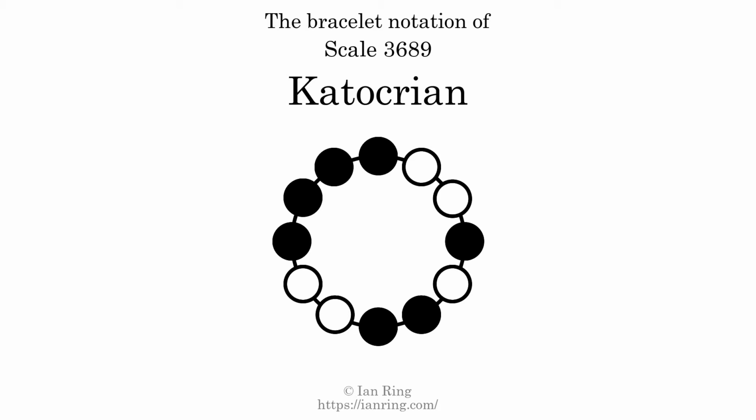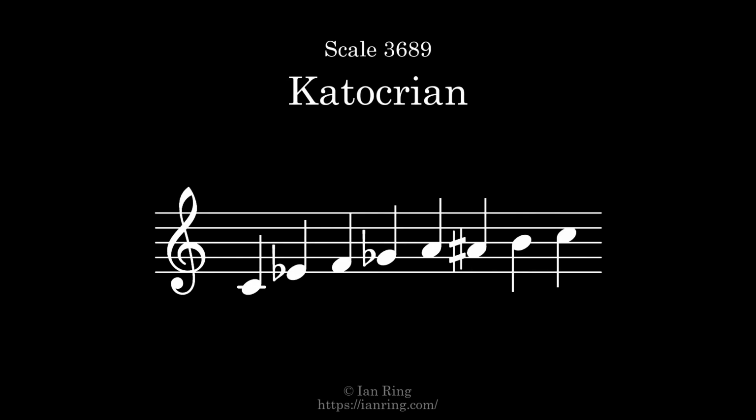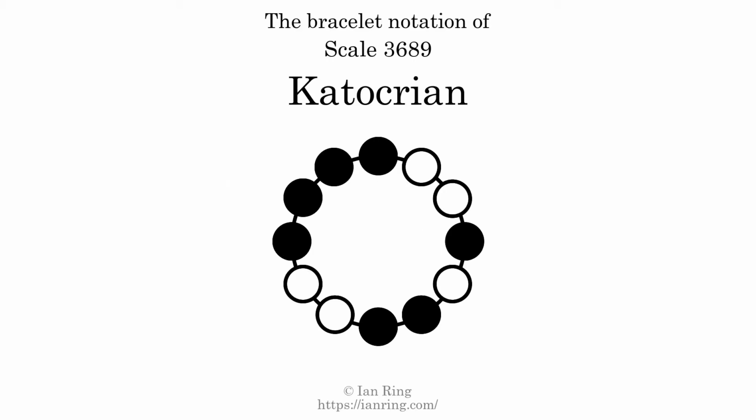3689, Katocrian, which sounds like this. This scale has 7 tones, which means it is called a heptatonic scale. This is a bracelet notation diagram of scale 3689. The shaded circles represent tones that appear in the scale, and they are read clockwise, starting at the top.